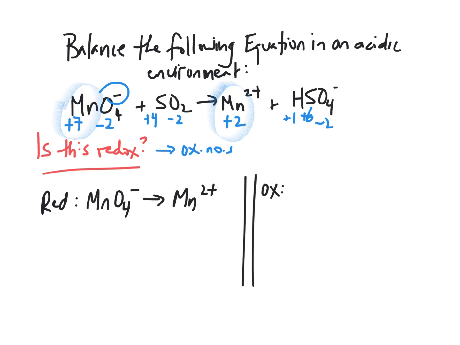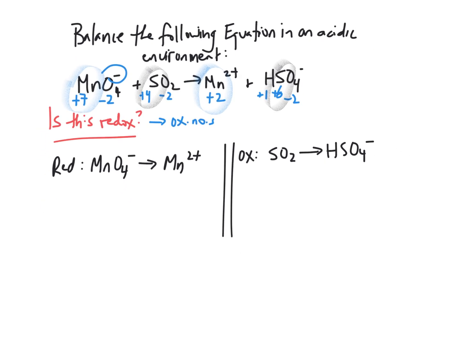So where is the oxidation happening? Well, let's look at changes in oxidation number. You see sulfur here was a +4, and it has become a +6. That's an increase in oxidation number. So therefore, that is oxidation. And we're going to write those species like this, SO2, turning into HSO4-.